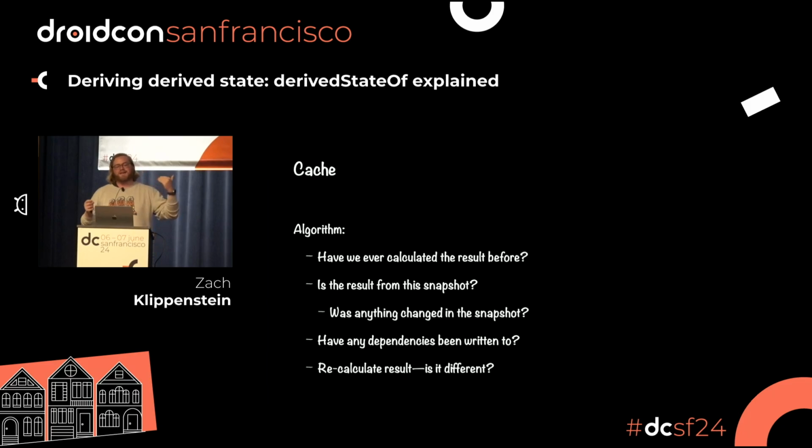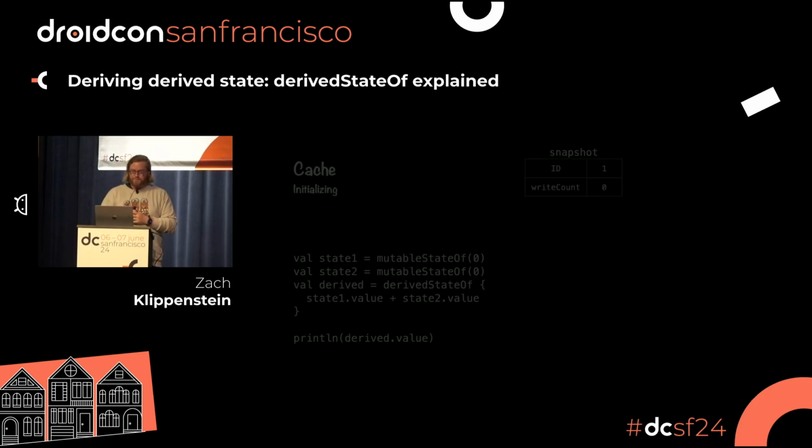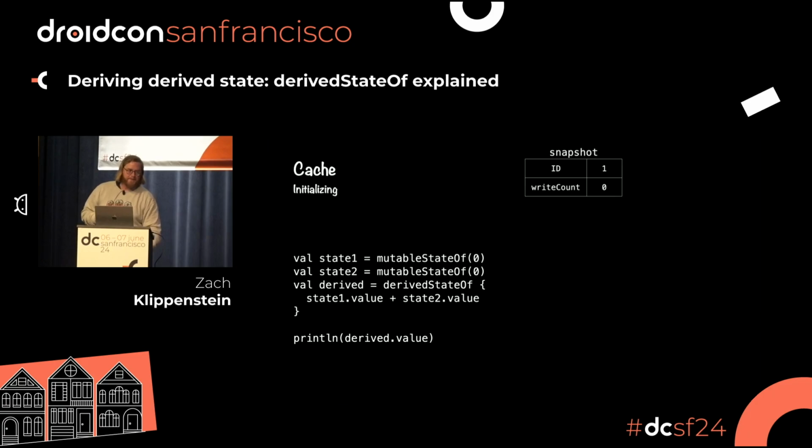And lastly, if at least one dependency has been changed since we last calculated the result, well, then we have to run the calculation function again and see if the result changed. So let's look through some code here. I might actually get through all these slides.